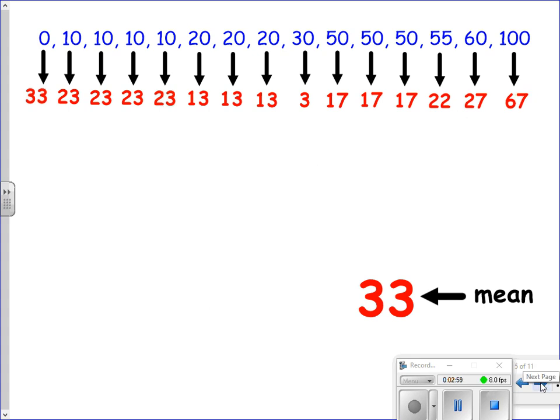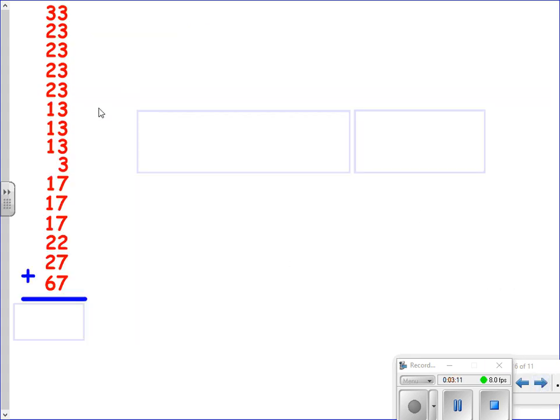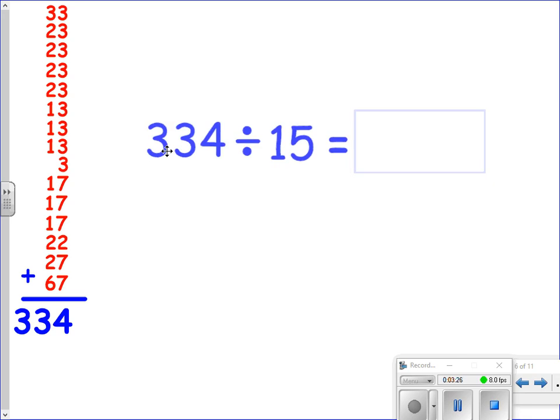And now for the mean absolute deviation, we have how far each one of these deviates from the mean. And now we're going to take an average of those numbers. So here's these deviations added up. And we have 15 of these deviations. So 334 divided by 15. The average deviation is about 22.27.